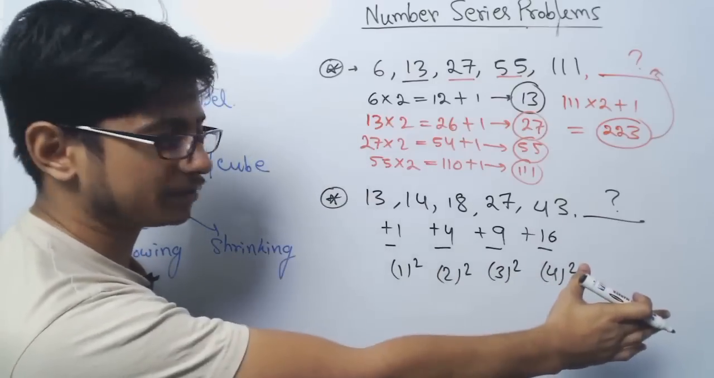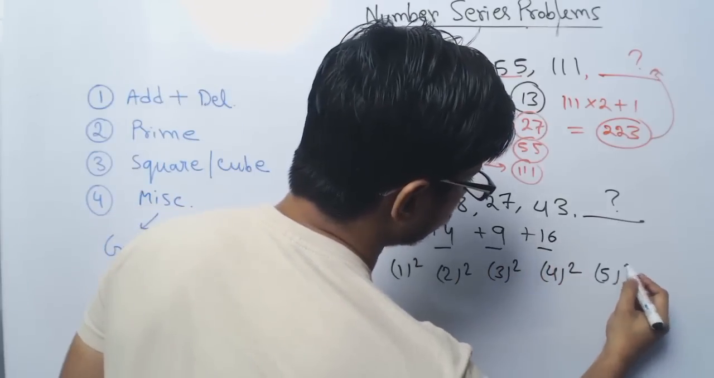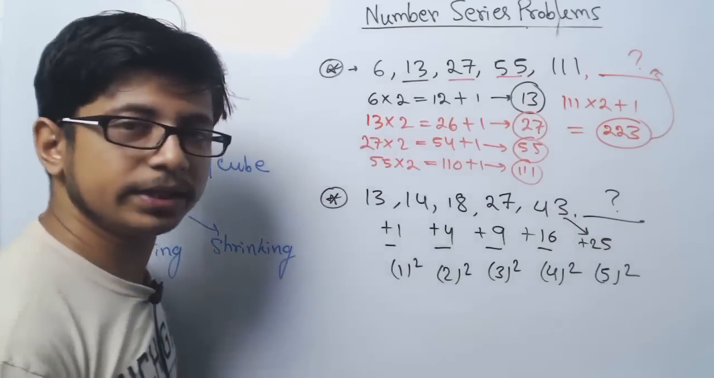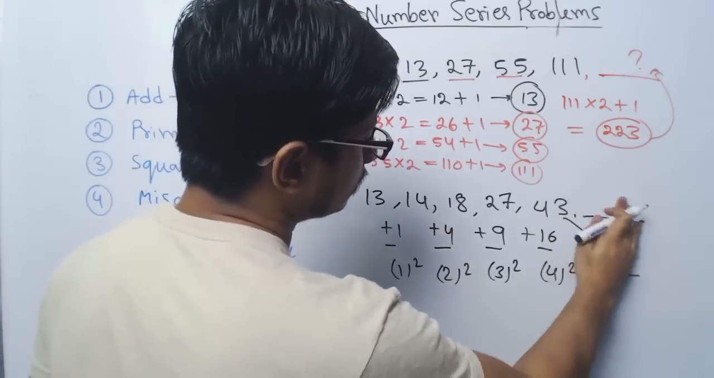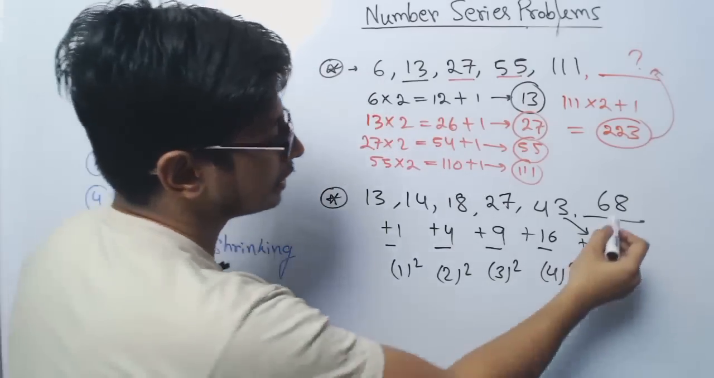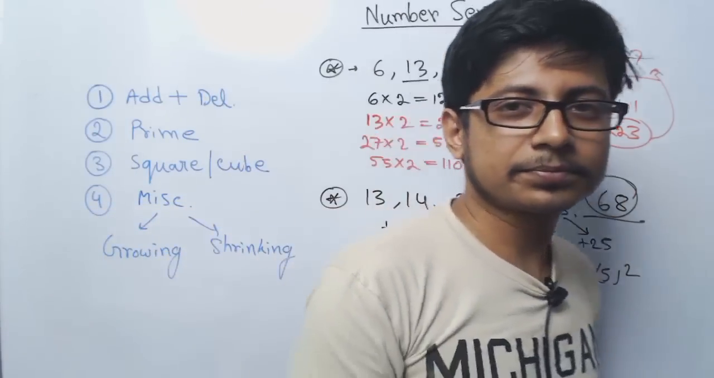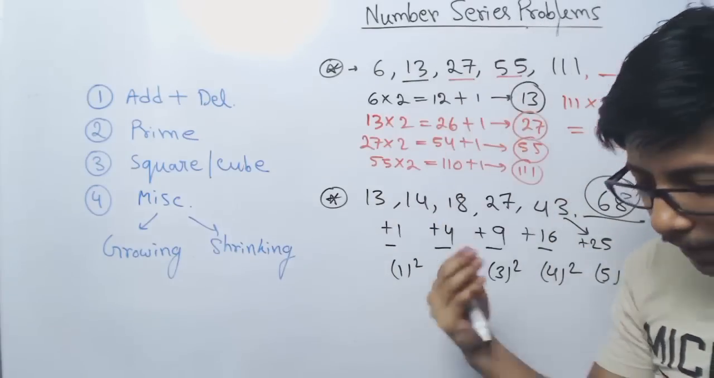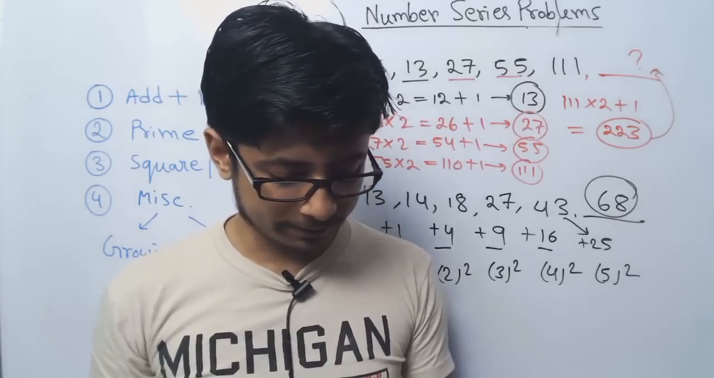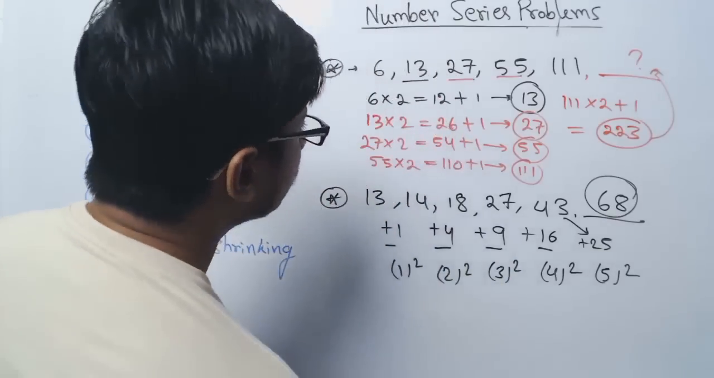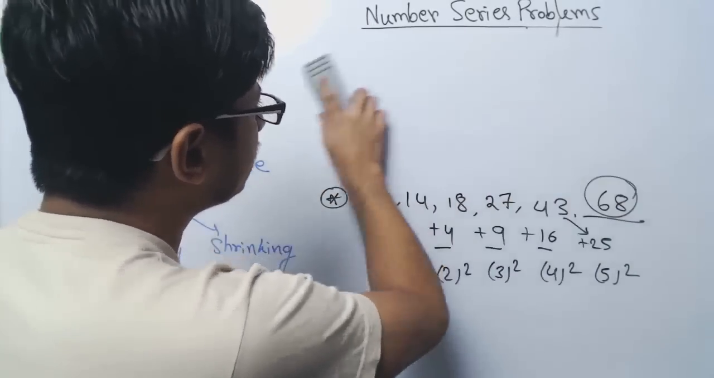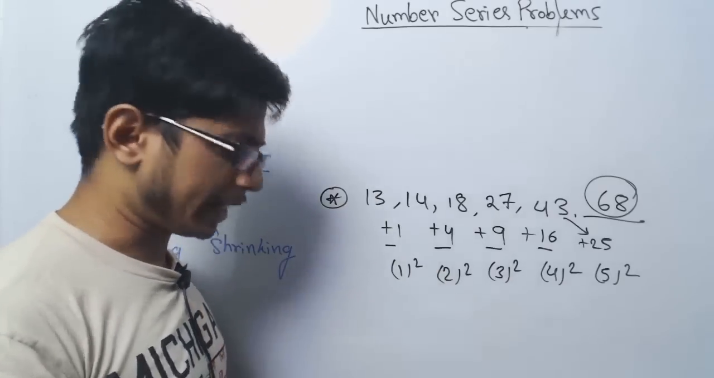It's a square series. So after that will be 5 square. So 25 will be added with 43 and that will give us 68. Right? So 68 will be the answer. So you see, these are the ways that you can crack the number series, whatever is provided there. Okay. And one final one before closing this, because you know in number series there is no limit. The more you practice, the better it gets.